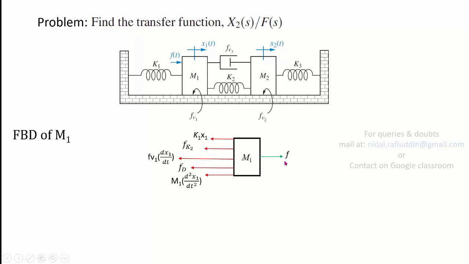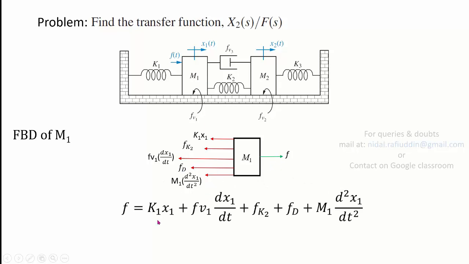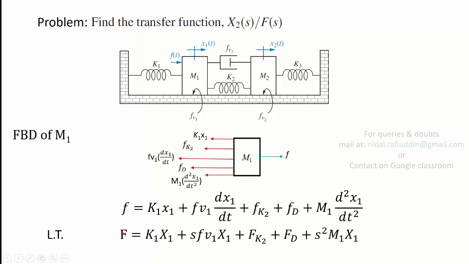So if you equate these two, the acting and the resisting forces, you get an expression like this, which is again slightly different from what we obtain in case of the transfer function. So the difference is here. Now if you take the Laplace transform of this particular expression, you get f equal to k1 x1 plus s fv1 x1 plus fk2 plus fd plus s square m1 x1.